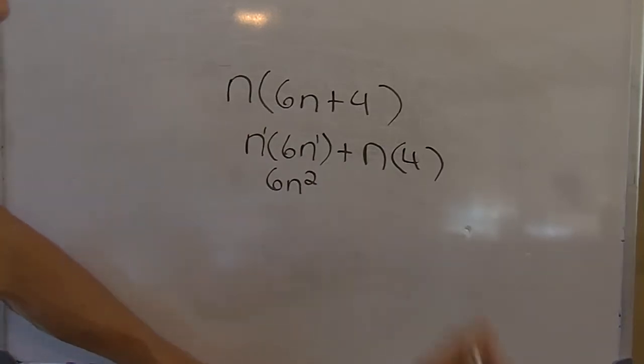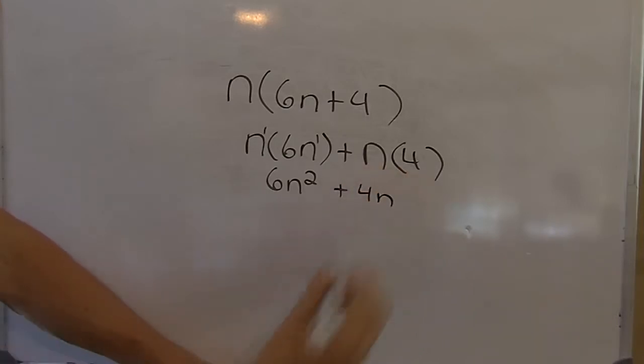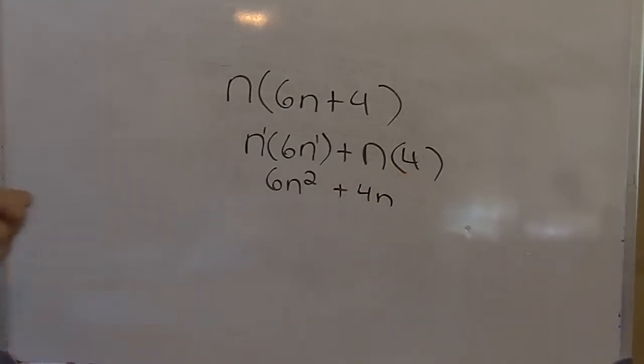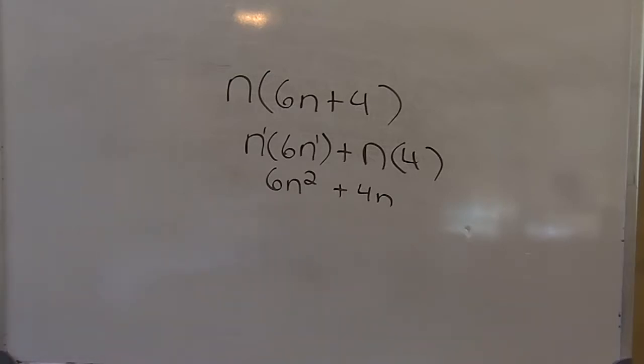You're going to keep your plus sign in between them. N times 4 is just 4n. Remember, whenever we're writing multiplication between a constant and a variable, we always like to have the constant or the number out in front. So that would be the answer to this problem.